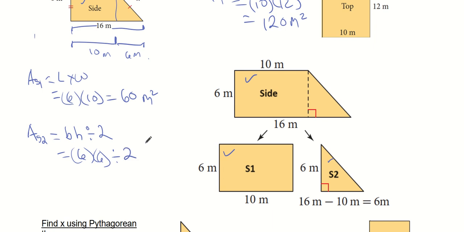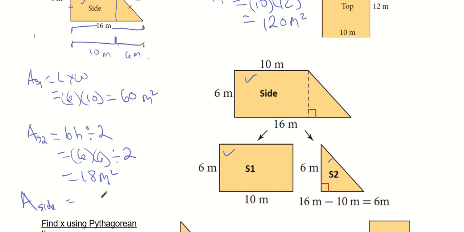And I believe that should be 18 meters squared. And now we just can get the sum of that. So I'm going to say this is the side because I labeled it as side. So that will be these two numbers put together.